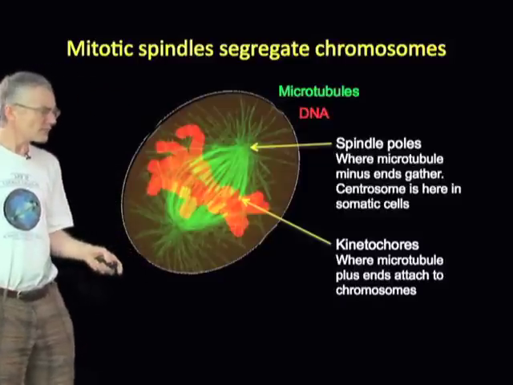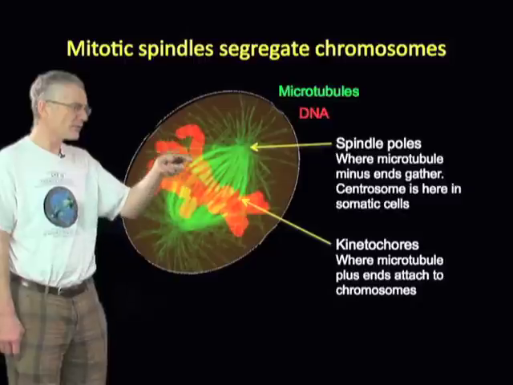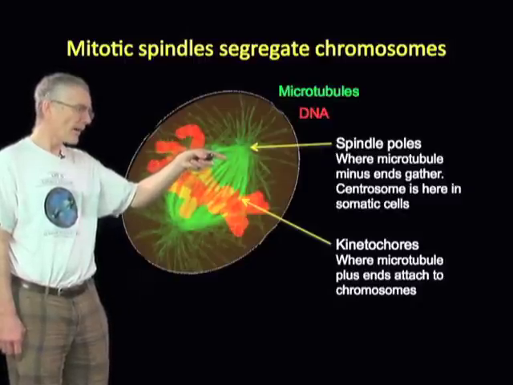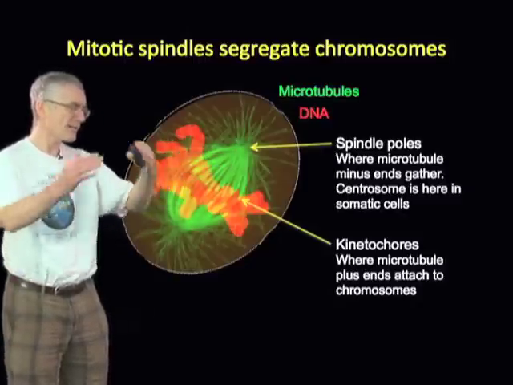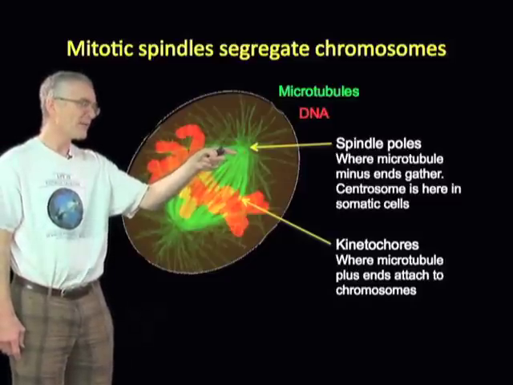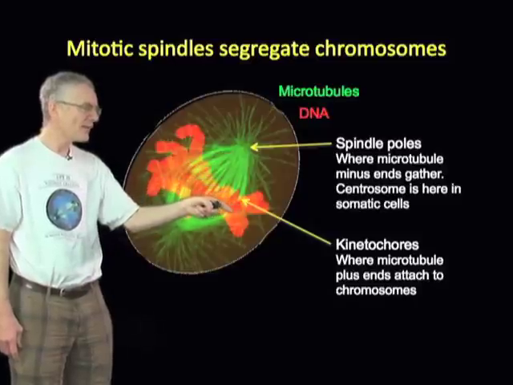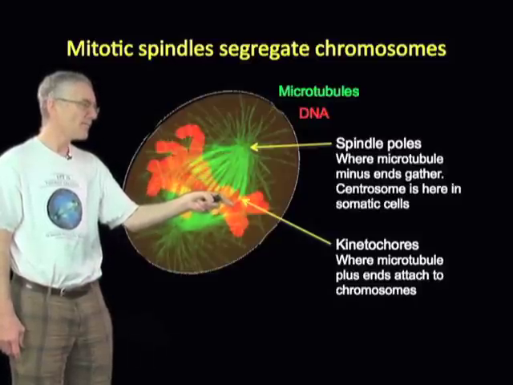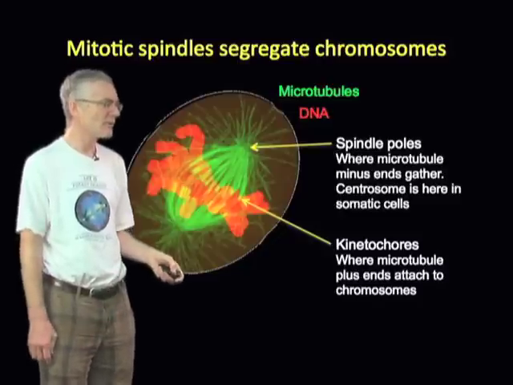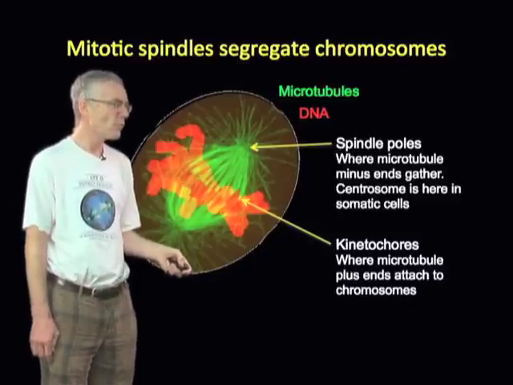And just a little bit more terminology. I'm going to use the word spindle pole for this point where the minus ends of the microtubules, which are polar, all gather together. In some types of spindles, you have a centrosome here, a nucleating site. And then at this point, the plus ends of some of the microtubules, a subset actually, meet chromosomes at kinetochores. This is where a lot of the force is generated to actually move the chromosomes. So I'll be using those words.